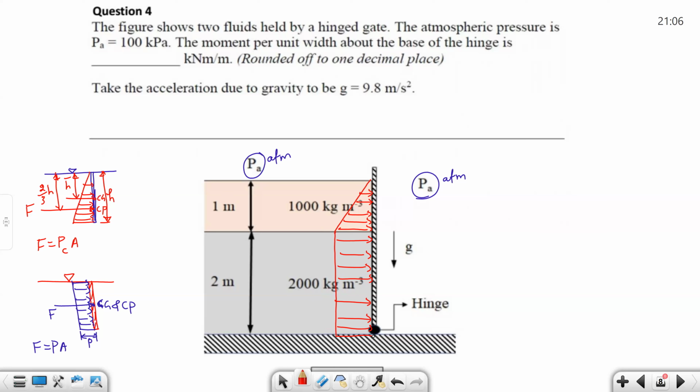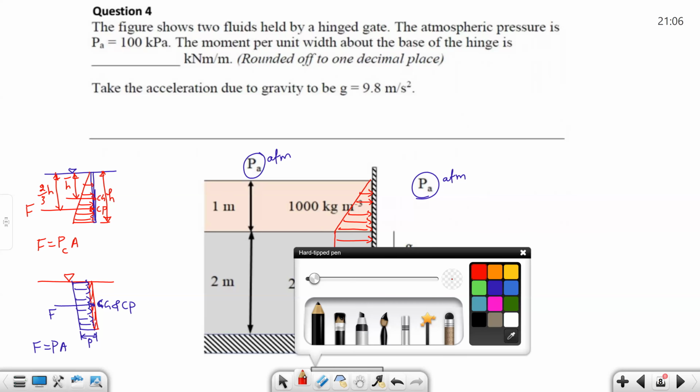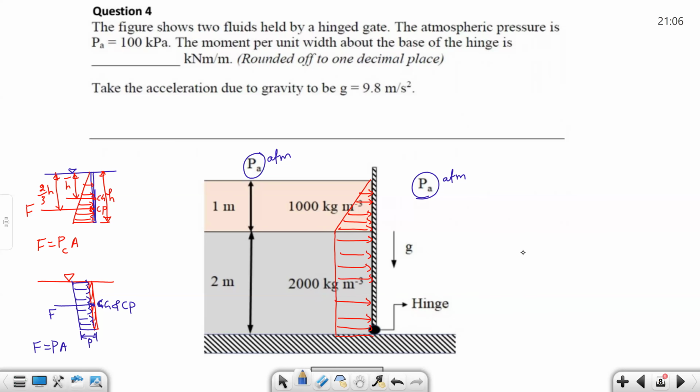Now, due to the second layer of the fluid, you have a pressure distribution, which may be something like this. This is the pressure distribution due to the second layer of the fluid. So this is the first layer, this is the second layer. Okay, so now let us find out the forces.